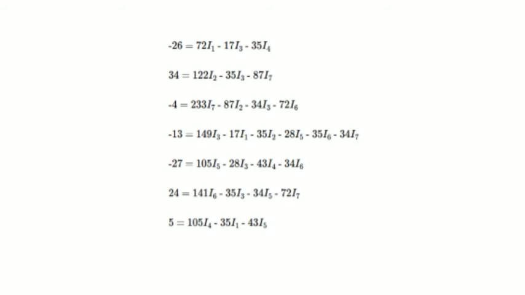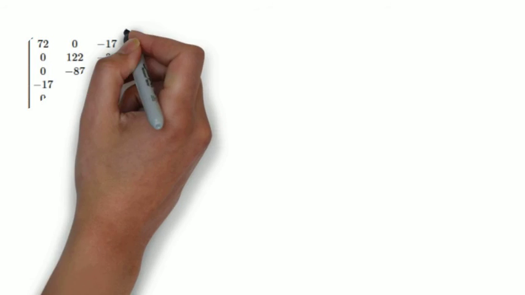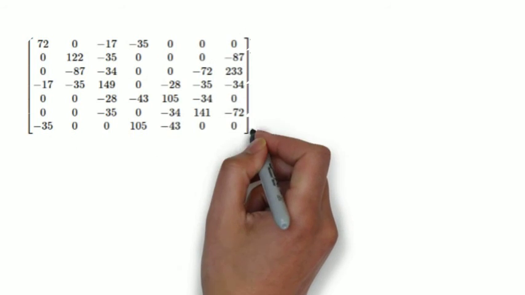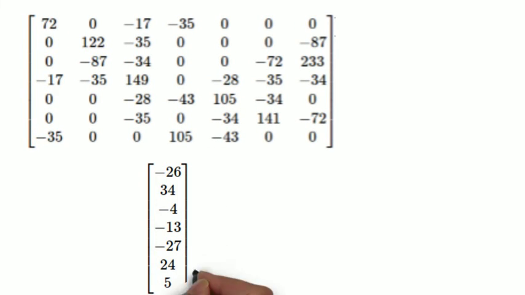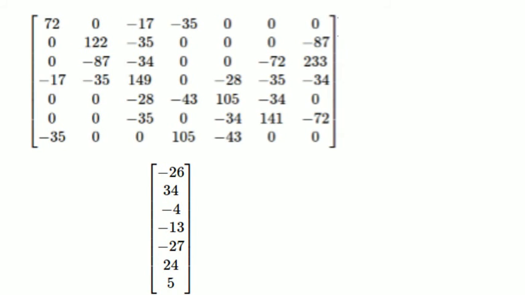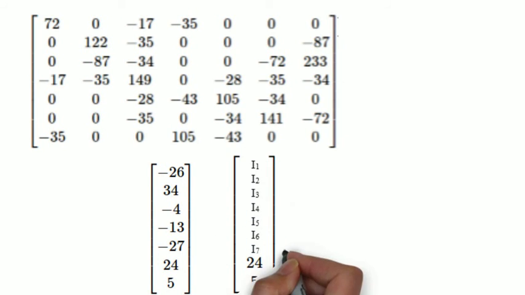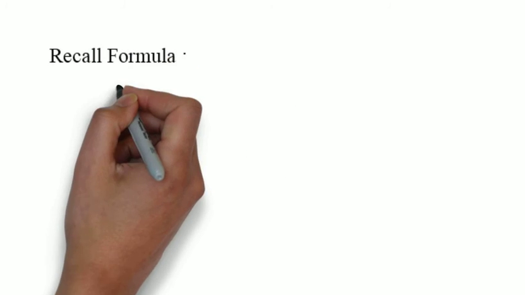We solve this using the following. Let A be this matrix, let B be this matrix, and let X be this matrix. In this problem, we're going to use the Gauss-Seidel iterative method. Recall the formula?